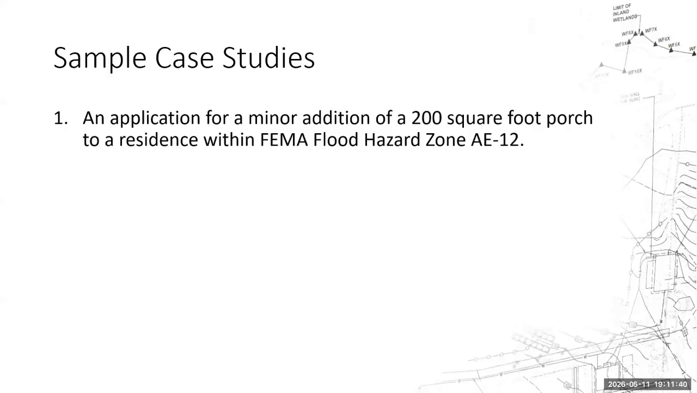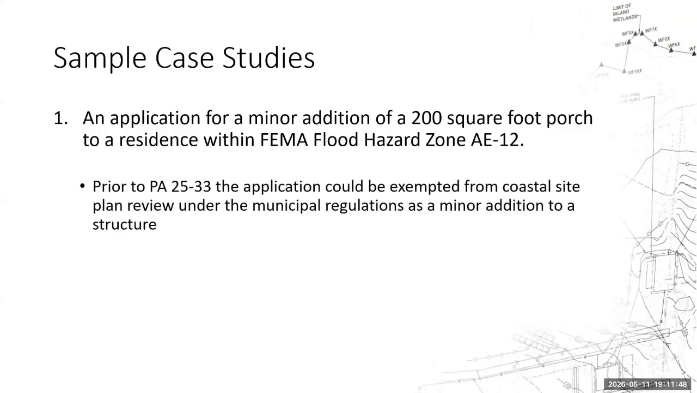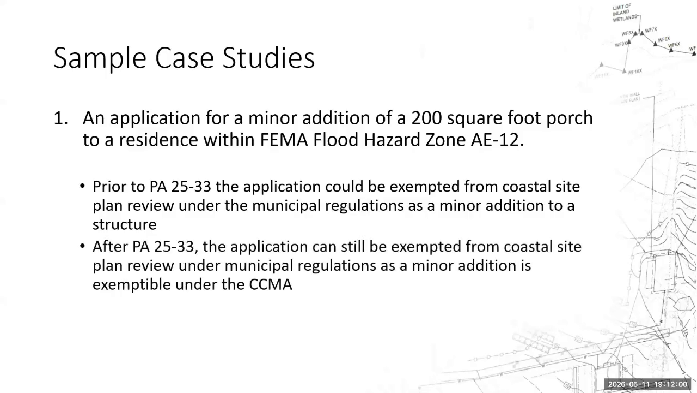We'll start off with an application for a minor addition of a 200 square foot porch. The residence is within a FEMA flood hazard zone, AE 12. So prior to the Public Act that took effect last year, this application could be exempted from coastal site plan review under municipal regulations, as it is a minor addition to a structure. After the Public Act's passage, that hasn't changed. The application can still be exempted from coastal site plan review under municipal regulations, as it is a minor addition.